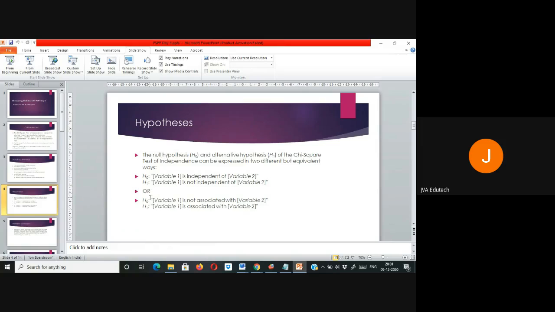gender is independent of smoking behavior. In other words, we frame the null hypothesis that gender is independent of smoking behavior, and the alternate that gender is associated with smoking behavior. Am I clear till here? Yes, sir. Okay.